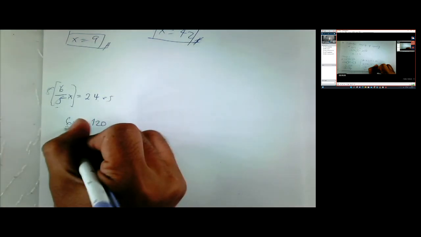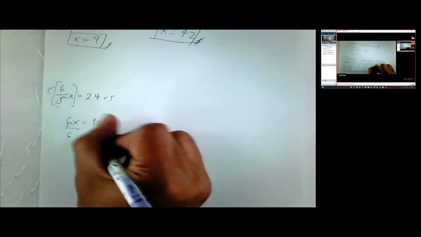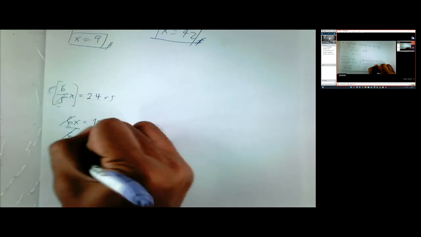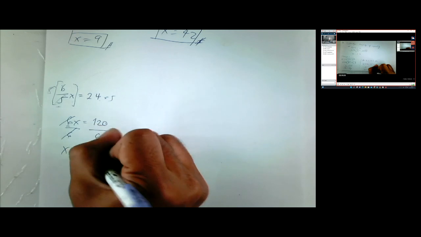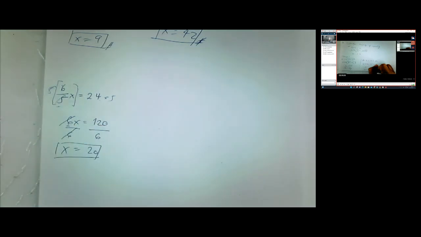120. And to solve for the value of x, there is 6 over here, so we can divide the left hand side by 6, and we can divide this by 6. And so x is equal to 120 divided by 6, that is 20. And so the answer to the given equation is 20.